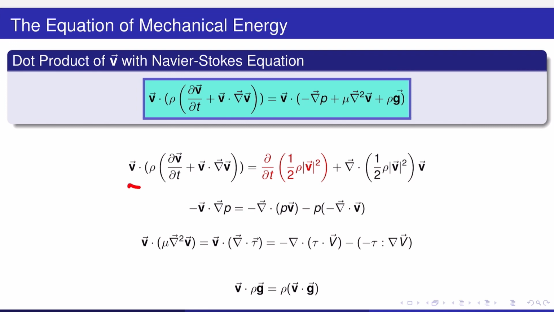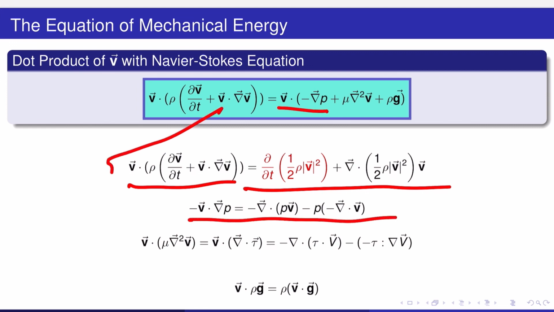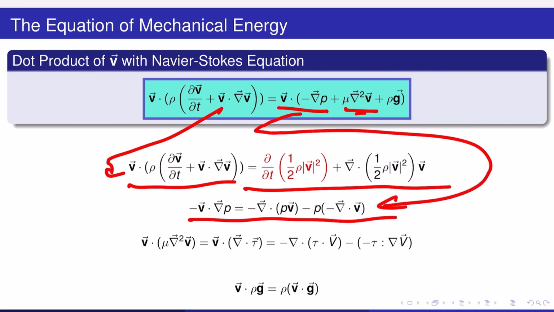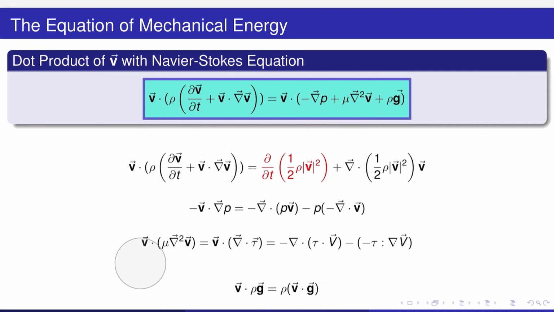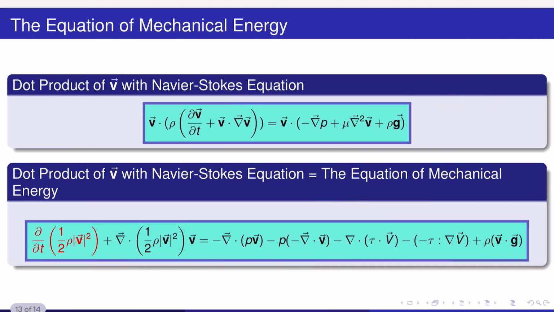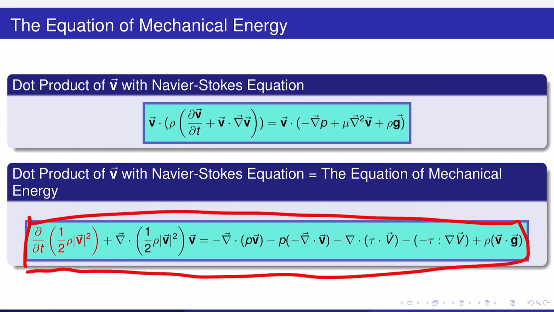Now from here we are doing all these things. From this term we got this, this term is this, and this term is this, and v dot rho g is this term. So now after getting all these terms, we multiply with v, meaning we do the dot product of v with the Navier-Stokes equation, so we got each term. Now if we put all together, we'll get this big equation. This big equation is nothing but the mechanical energy equation.